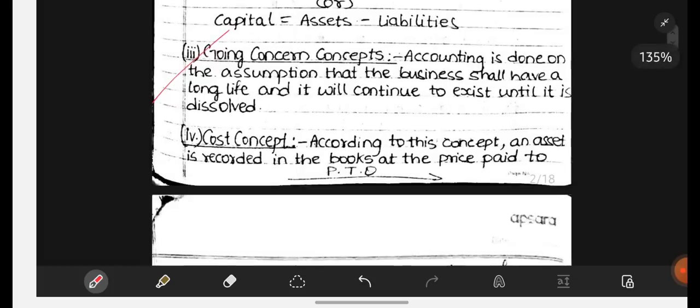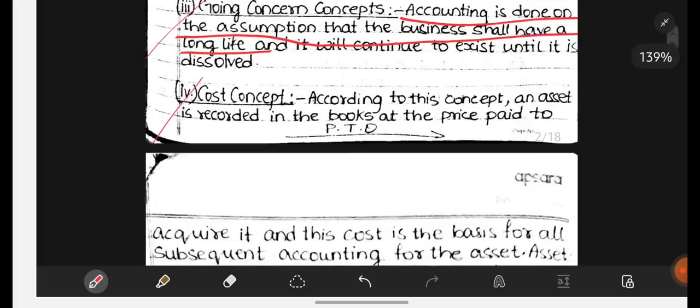Accounting is done on the assumption that the business shall have a long life. Yes or no? Cost concept.